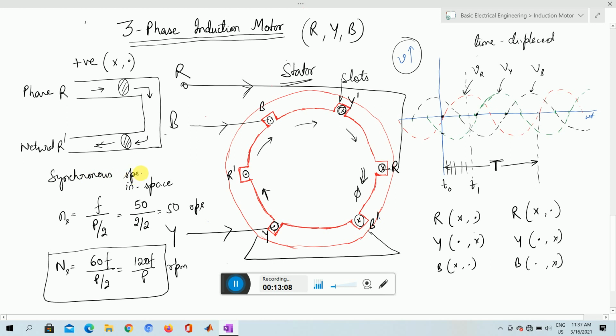We call it synchronous speed because this speed is fixed and it depends on the supply. In the next video, we will have the construction of the rotor, and we will tell you how, because of this flux, EMF is induced in the induction motor.